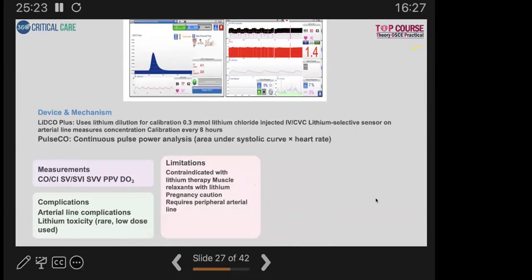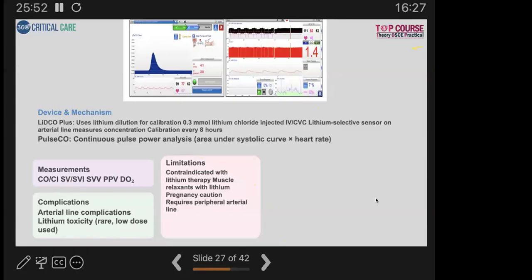So this is a picture showing the LiDCO device. Actually, the common LiDCO and the LiDCO Plus are kind of two calibrate devices. I mean, externally, you have to calibrate by using lithium. But there is a device called LiDCO Rapid, which is similar to FloTrac. So it doesn't need calibration like the normal LiDCO. So just don't get confused with the names. LiDCO and LiDCO Plus are two calibrate devices, and LiDCO Rapid is one similar to FloTrac.